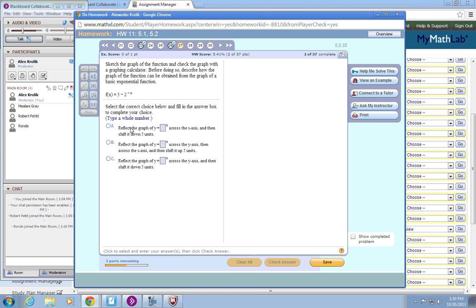So what's going on here? Select the correct choices. Reflect the graph of, so the base is 2, right? Look at that. We have a negative in front of 2 and a negative for the power, so we're going to reflect it over the x and over the y, right? And this is positive 5. So we're just adding 5 to the graph. Where's that going to go? So you see across the y-axis, then across the x, and then shift 5 units up. So it looks like this would be the good option.